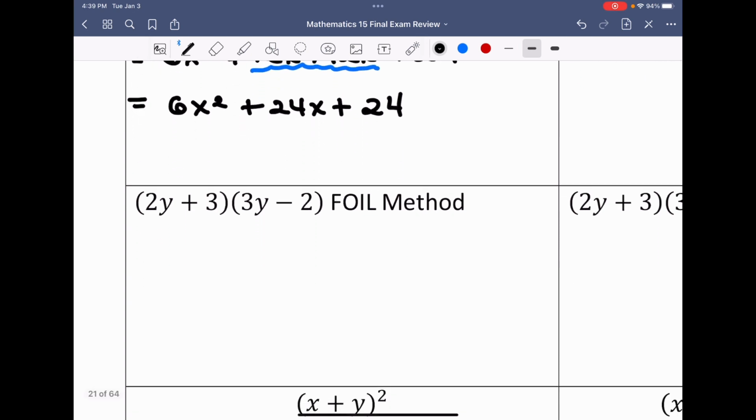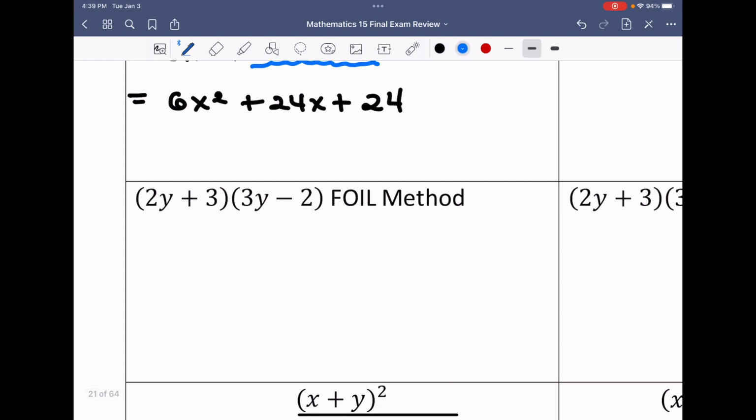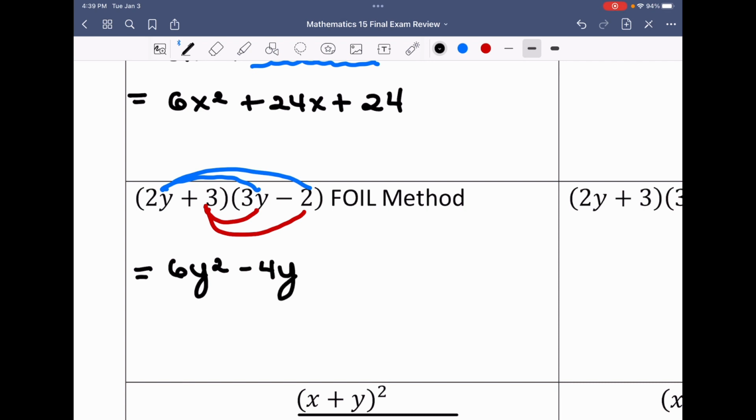All right, let's do one more example of FOIL method. I'm going to do the same thing. I'm going to multiply the first to the first, to the second, and then our second one to the first, second to the second. So you're taking each of the terms in the binomial and multiplying them to the opposite. This is going to be equal to 2y times 3y is 6y squared. 2y times a negative 2 becomes negative 4y, because a negative times a positive gives us a negative. 3 times 3y is plus 9y. And then finally, 3 times a negative 2 gives us negative 6.